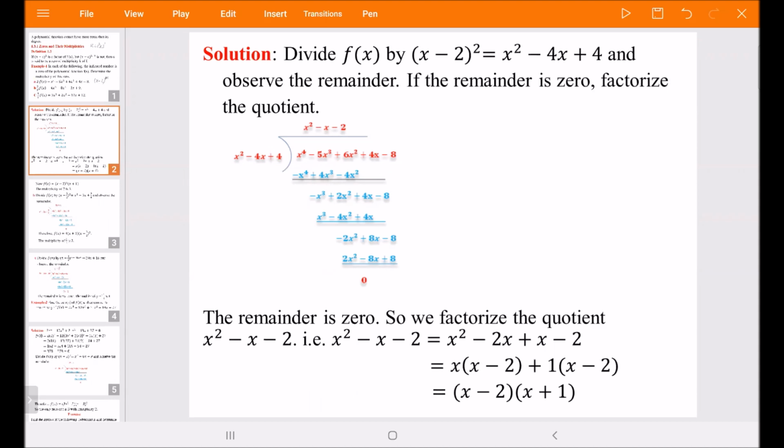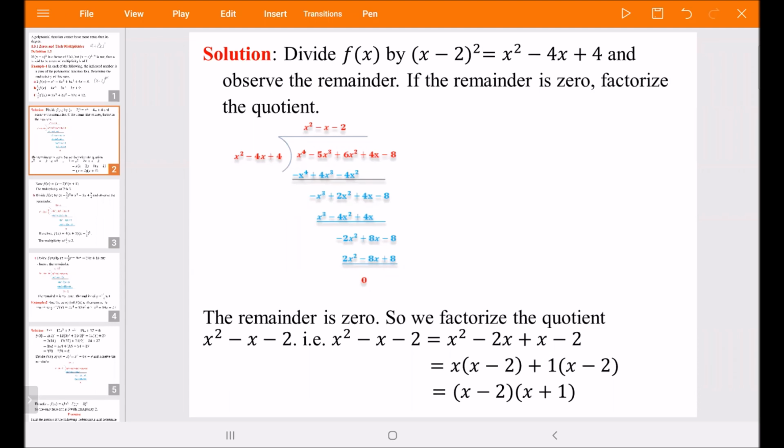Now, x to the power of 4 minus 5x cubed minus 6x squared plus 4x minus 8, divided by x squared minus 4x plus 4. That is the divisor, which is obtained by increasing the power of x minus 2, which is a factor of f of x, by 1. So we obtain the quotient x squared minus x minus 2, and the remainder 0. Now, because the remainder is 0, we have to factorize the quotient x squared minus x minus 2. To factorize x squared minus x minus 2, we either use the factorization method or the general quadratic formula.